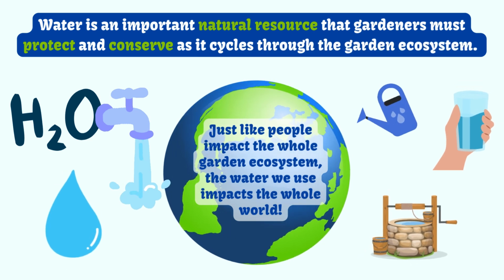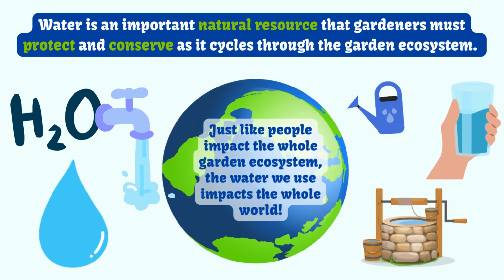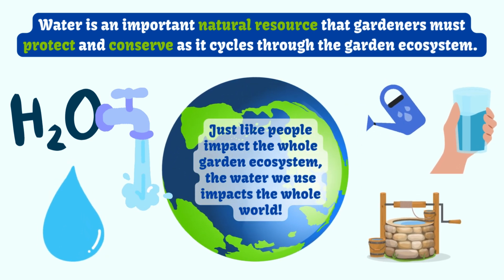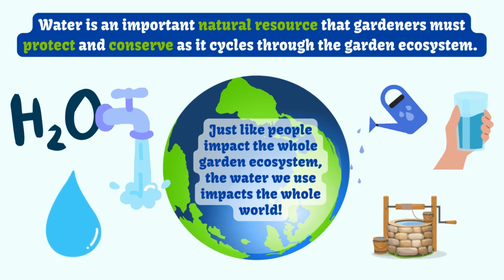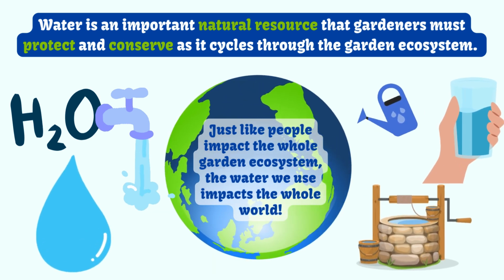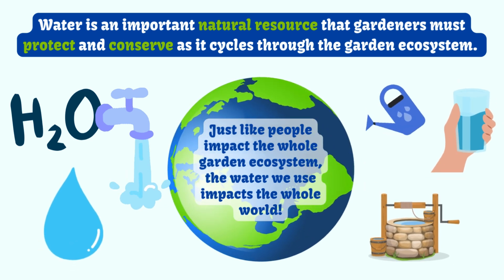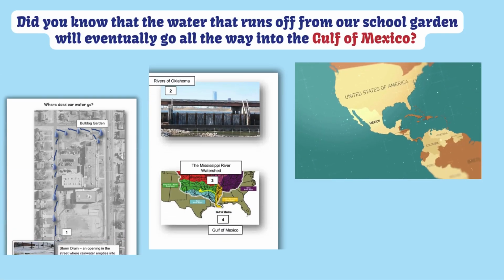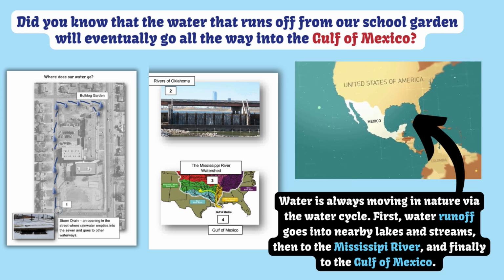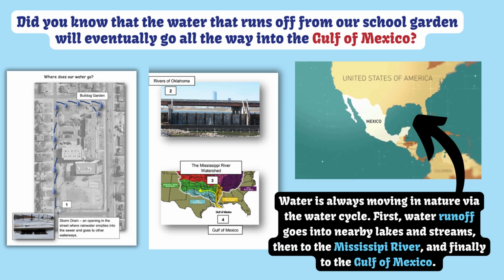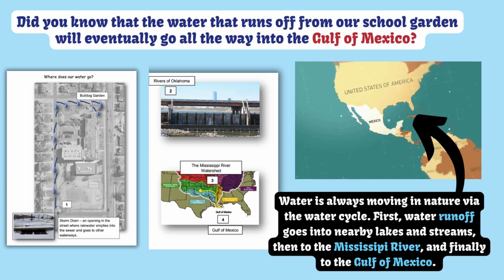Water is an important natural resource that gardeners must protect and conserve as it cycles through the garden ecosystem. Just like people impact the whole garden ecosystem, the water we use impacts the whole world. Did you know that the water that runs off from our school garden will eventually go all the way into the Gulf of Mexico? Water is always moving in nature via the water cycle.